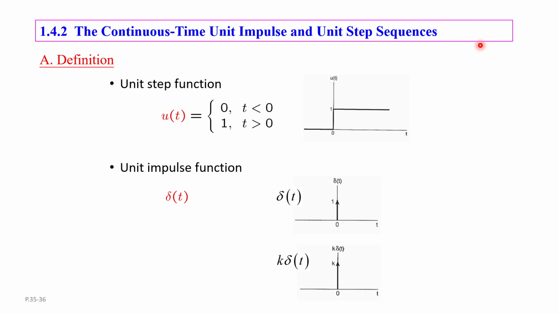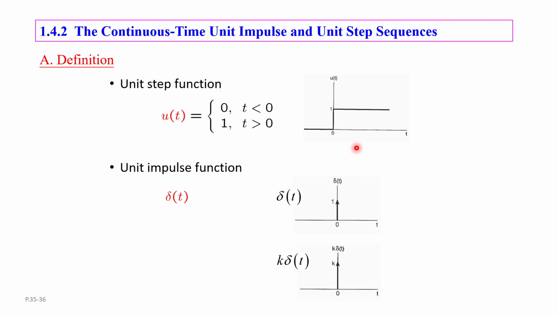Okay, so let's go back to the more confusing part, that is the continuous time impulse and the unit step function. Their names and notations are basically the same. They are still called unit impulse and unit step, and still written as delta and u, just with the brackets now becoming parentheses, meaning that it's continuous time.